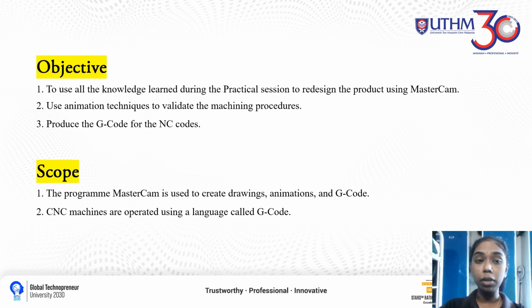There are three main objectives on why we are doing this lathe machine report. The first objective is to use all the knowledge learned during the practical session to redesign the product using MasterCam. The second objective is to use animation techniques to validate the machining procedures. The third one is to produce the G code for the NC codes.